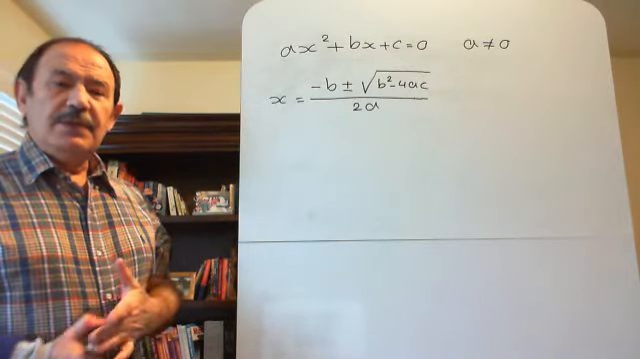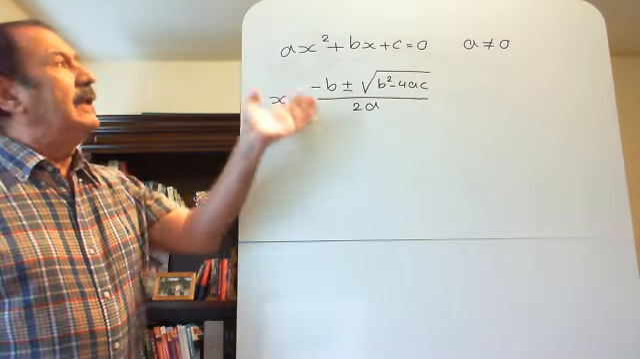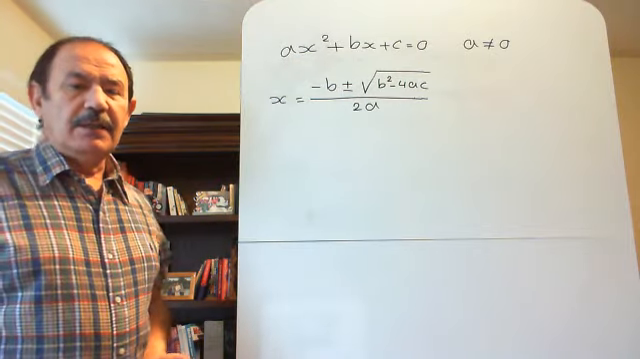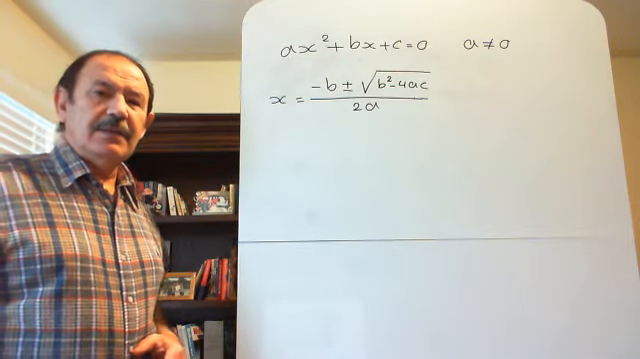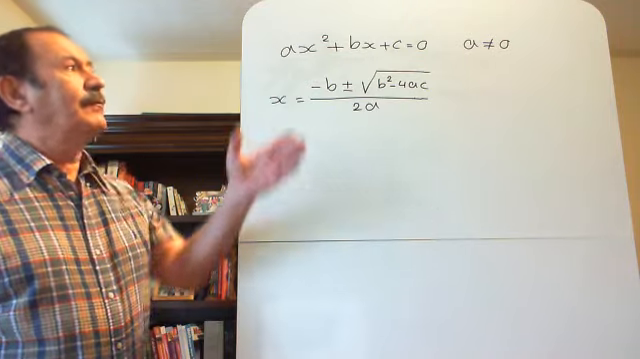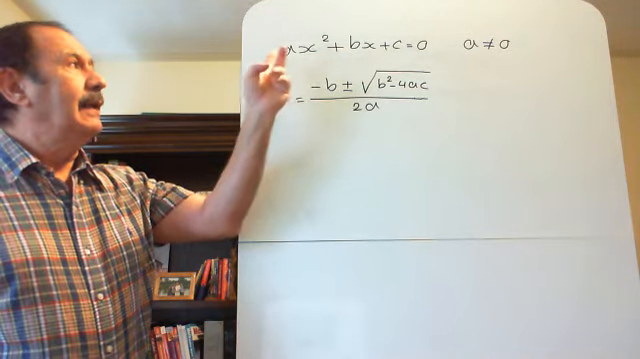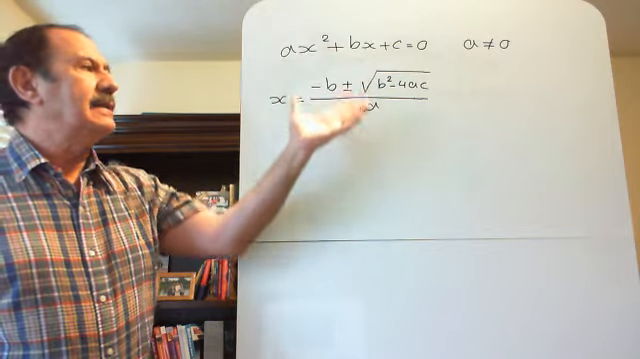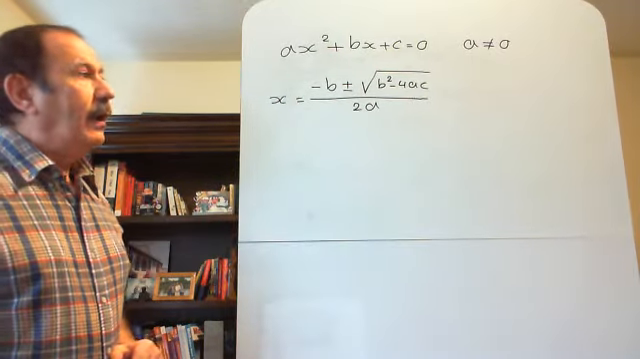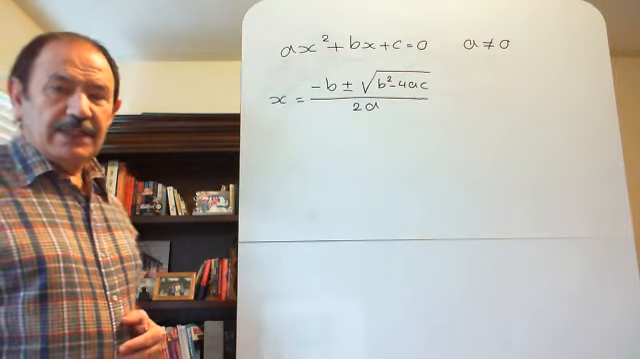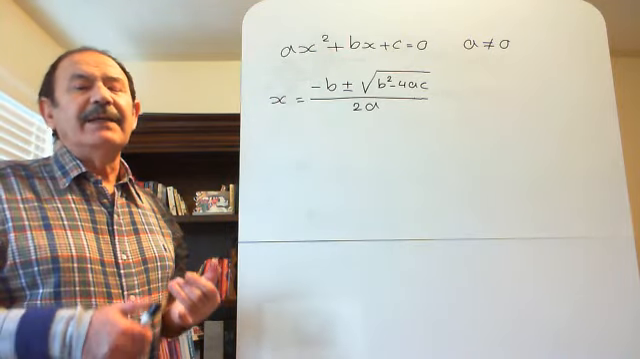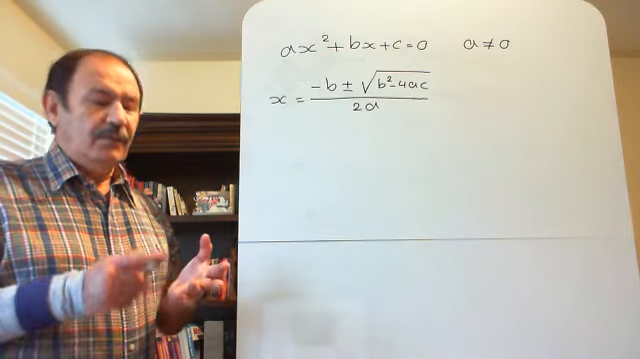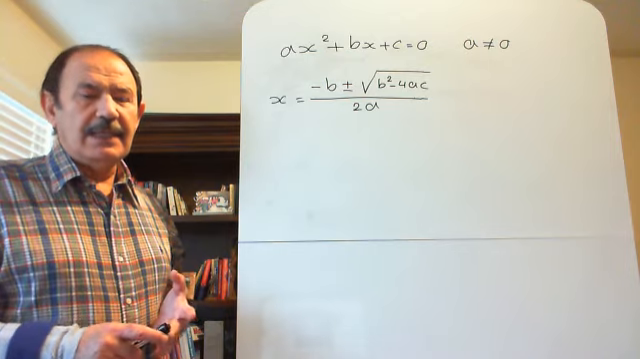Remember, when we want to use the quadratic formula, the equation should be in the standard format. So if it's not in the standard format, the first step is to convert it to the standard format and then substitute the values of a, b, and c in the formula. For every quadratic equation, we can have two answers, one answer, or no answers.